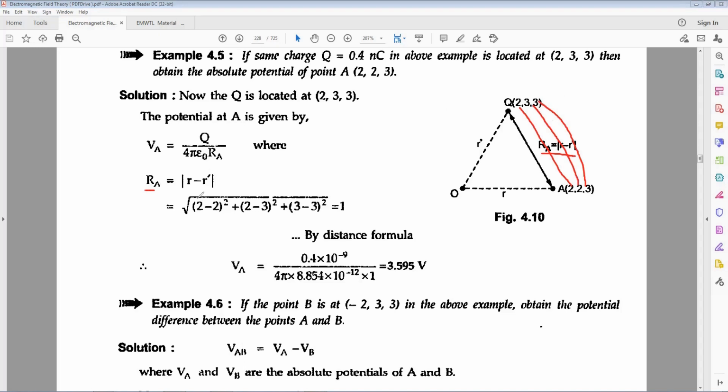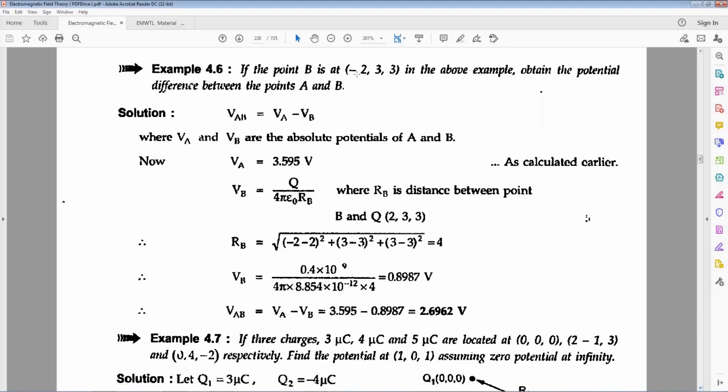To get RA, it is under root of this, which is a 0 value, and here minus 1 whole square is 1, and here it is a 0 value, so 1. VA is equal to 0.4 times 10 power minus 9 over 4 pi epsilon naught RA, where the value is 1. These are the sending end and these are the receiving end. The receiving end minus the sending end values: 2 minus 2, 2 minus 3, and 3 minus 3. Got it.